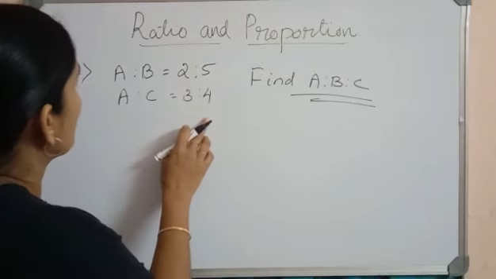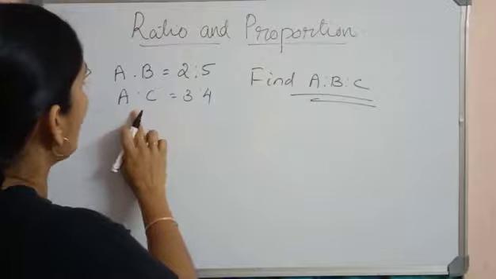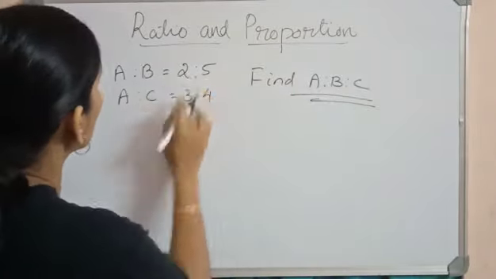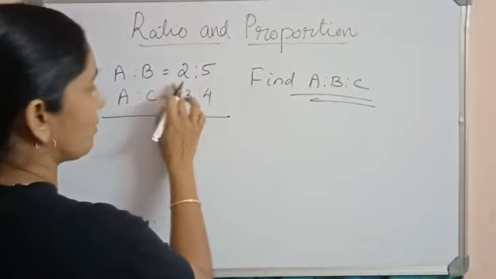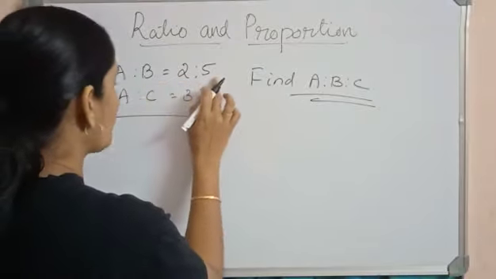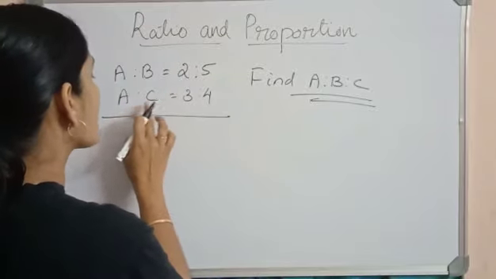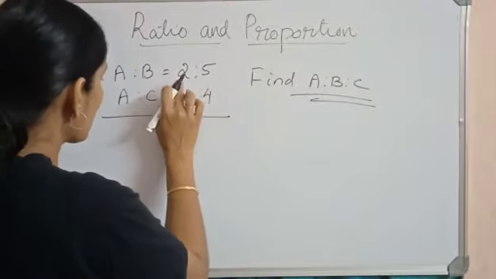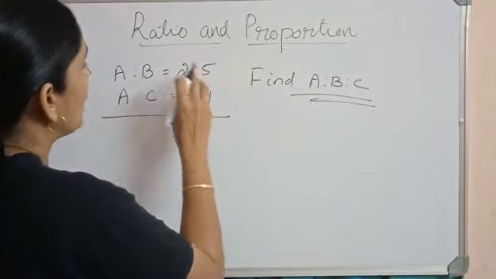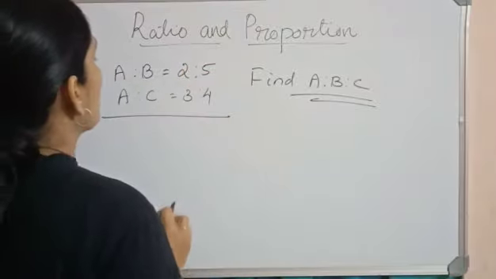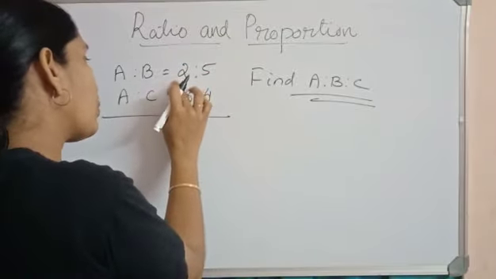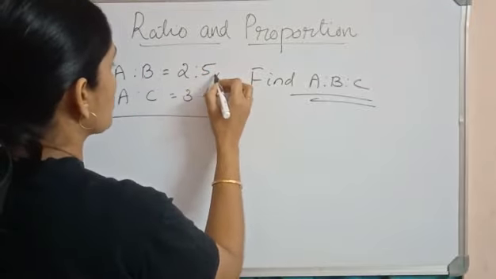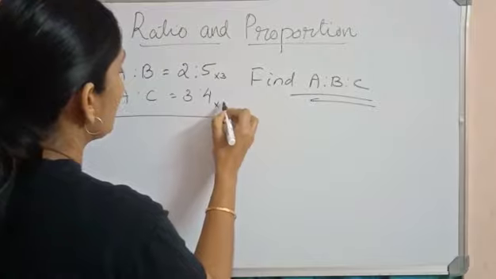Let's consider another question where A is common and we need to find A is to B is to C and the value of A is different in both the cases. If you consider the first ratio, the value of A is to B is 2 is to 5 and in the second question it is A is to C is 3 is to 4. If you see the value, in the first case it is 2 and in the second case it is 3. So we need to make the value of A equal in both the cases. So if you multiply the first ratio with the 3 and the second ratio with the 2, we can make the value of A same in both the cases. So let's multiply this with 3 and the second one with 2.